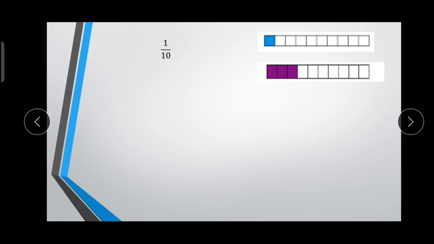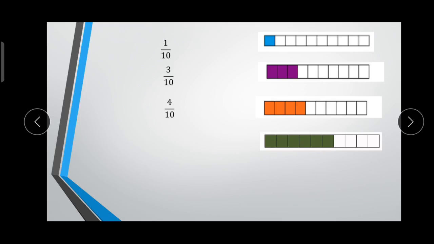So this is 3 shaded parts out of 10 parts. In fraction, we write it as 3 by 10. Yes. And this is 4 out of 10. So in fraction, we write it as 4 by 10. And this is 6 shaded parts out of 10. So in fraction we write it as 6 by 10.